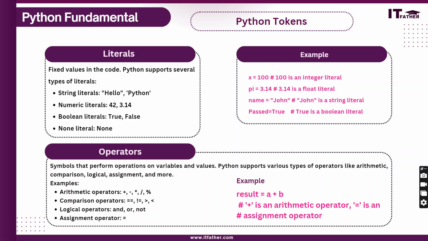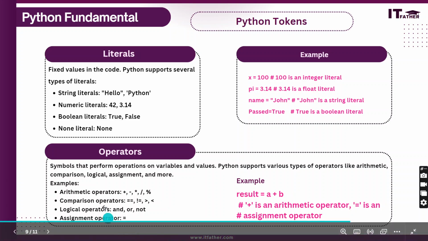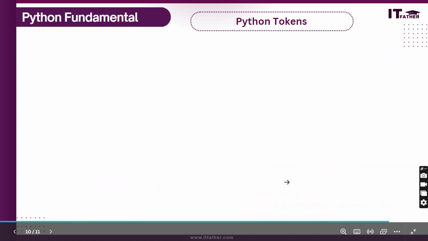So we have different types of operators in Python. Arithmetic operators, which include plus, minus, multiply, divide, and the percent symbol, modulus. Comparison operators: double equal sign, not equal to, greater than, less than. Logical operators: and, or, not. And the assignment operator, the equal sign. All these operator examples will be covered in the next video one by one, because these examples will have a little lengthy process.